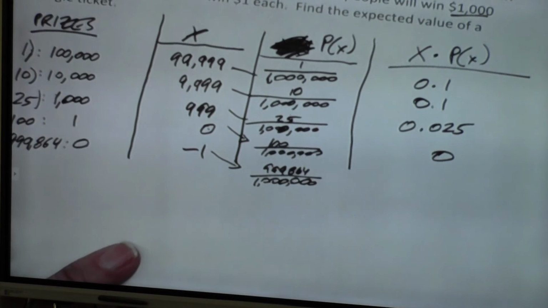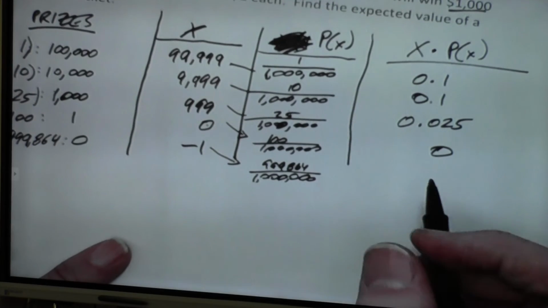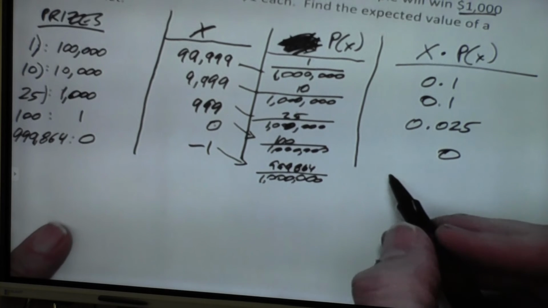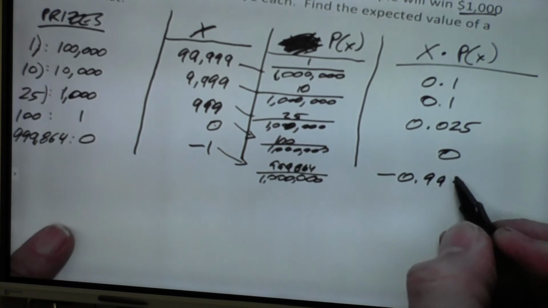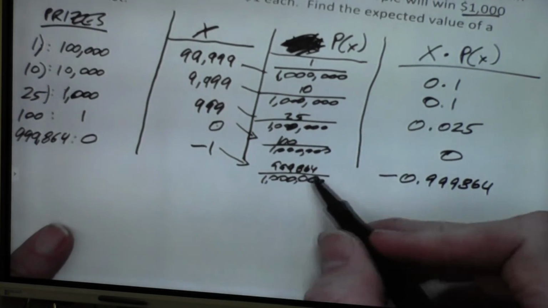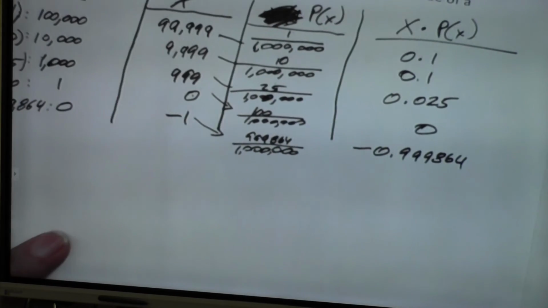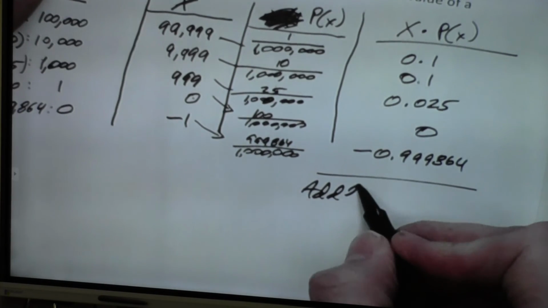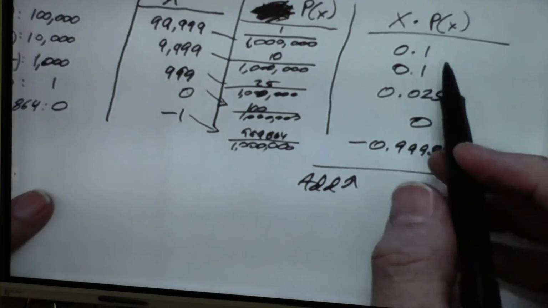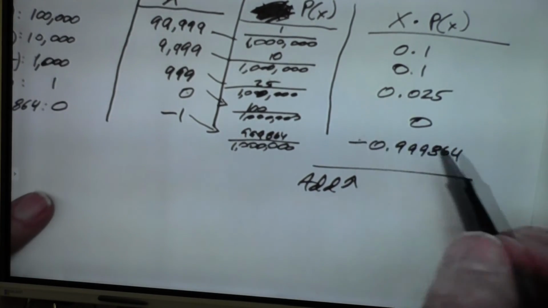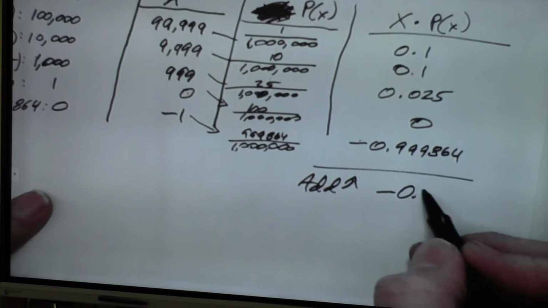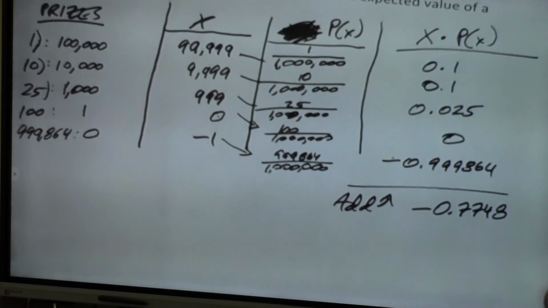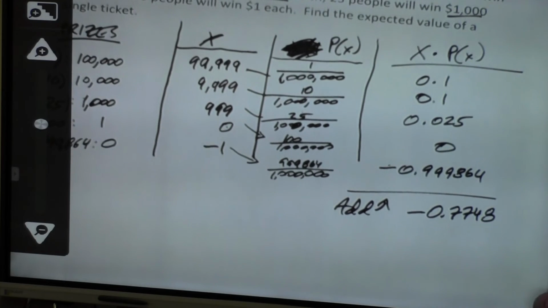So you round it. You have to pick a reasonable place to round it. Well, this one, it's this divided by that times the -1. It comes out to -0.999864. Makes sense? Okay. What we do with this is we add them up. Add all of those. So it's this plus this plus this plus 0 minus that. And what you get is -0.7748. So I'm going to let everybody catch up and we'll talk about the significance of that.